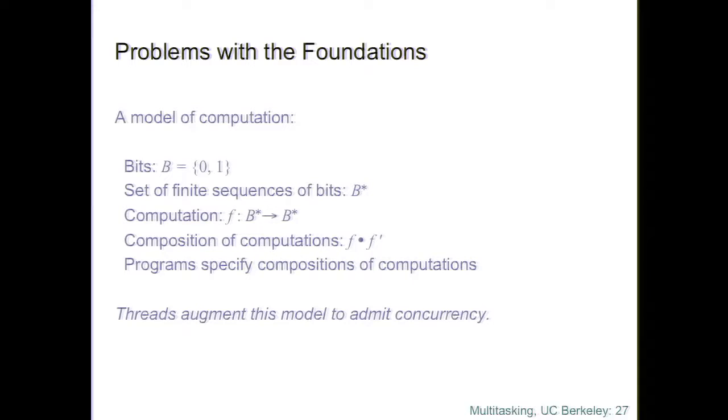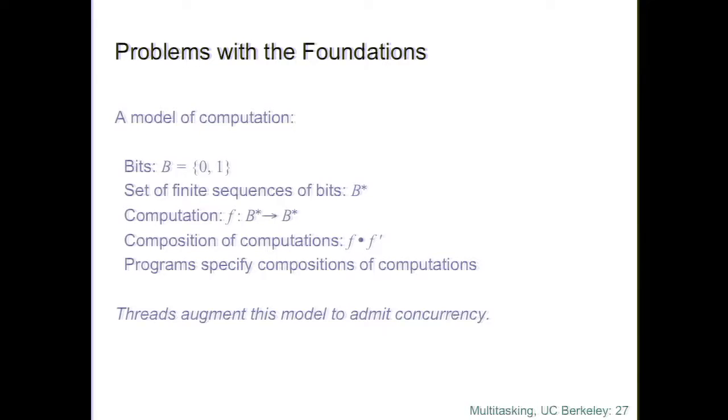So you can define an abstract model of computation for software as being something that operates on bits, and particularly on finite sequences of bits. B star is the set of all finite sequences of bits. And a computation is a function that takes a finite sequence of bits and produces a finite sequence of bits. Very simply. And you can compose computations by doing function composition.